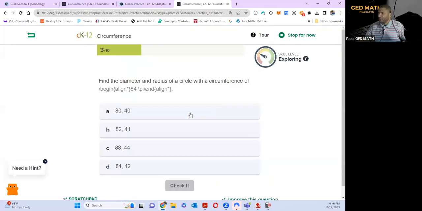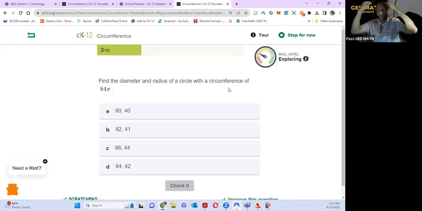Again, I know how to do it, so I'm going to close that. Find the diameter and radius of a circle with a circumference of 84 pi. Most people would see this and say, oh my goodness, I don't know how to do it. You don't do that. When you see something that's giving you trouble, the first thing I need you to do is take 5 and say something positive. I know, I've been practicing the area and circumference of a circle. Identify what I know. Identify what's given. Circumference is 84 pi.